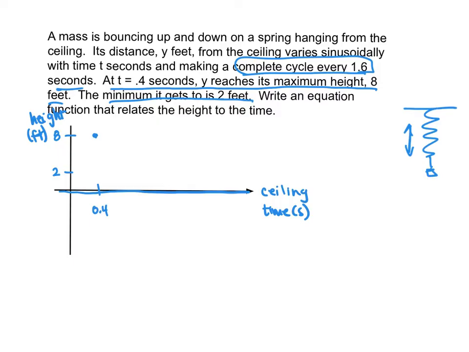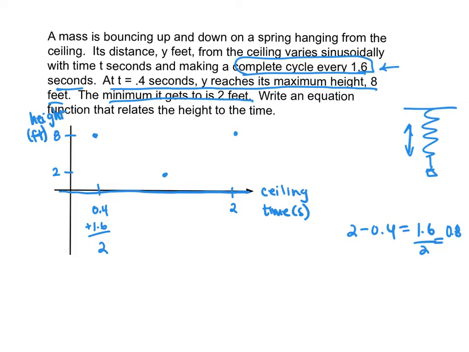And then it tells us the minimum it gets to is 2 feet, but it doesn't tell us when that happens. Well, what we do know is that we complete one full cycle every 1.6 seconds. So if we take and add 1.6 to the starting point here, we would get 2 seconds. And what we know is at 2 seconds right here, we have to be back to where we started. Halfway in between here, we have to be at our minimum. So let's figure halfway in between there. The difference between 2 and 0.4 is that 1.6. If we cut this in half, we're at 0.8.